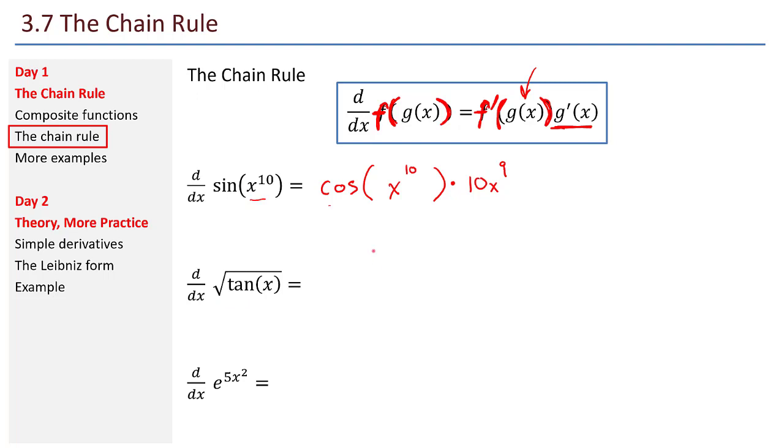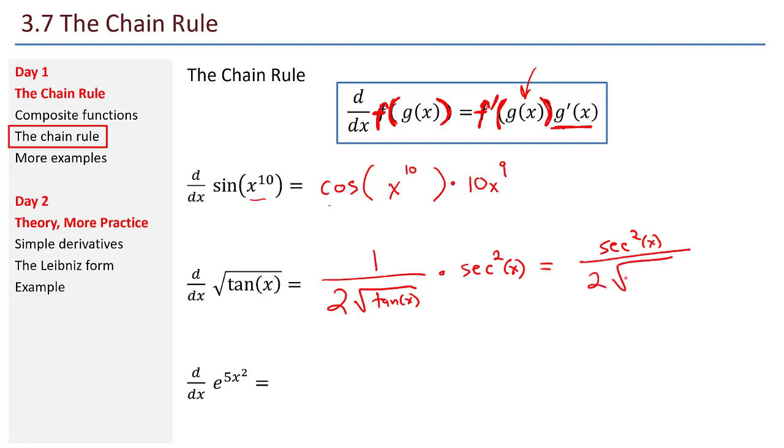The derivative of the square root is 1 over twice the square root, but I'm not going to put x. What goes inside of that is the original inside function, the tan x. Then I multiply times the derivative of tangent. And the derivative of tangent is secant squared. Now, if you'd like to, with this square root, since there's a 1 on top, we could just write this as secant squared x all over twice the square root of tan x.